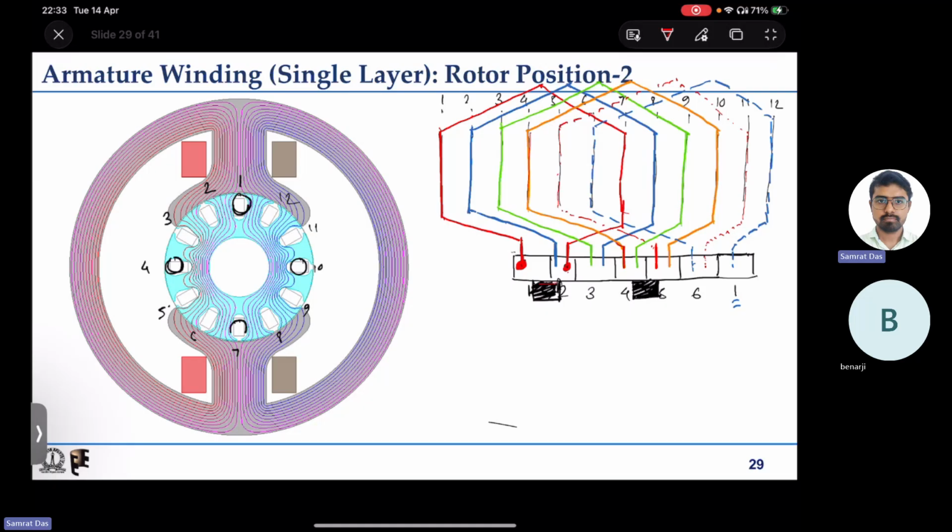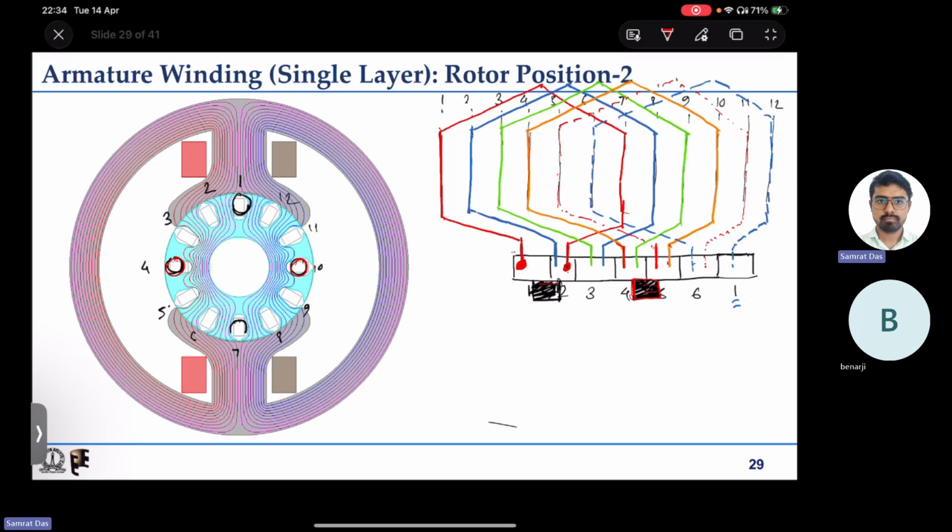Coil 4, the orange one, is getting shorted because the 4 and 5 commutator segments are getting shorted by this brush. So that is okay. Coil 4 is anyway having zero induced EMF, so even if they get shorted, it does not matter. But coil 1 is having maximum induced EMF, and still, for the single layer winding, it is getting shorted. That is not desirable.